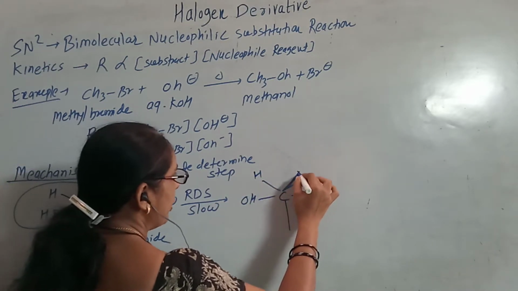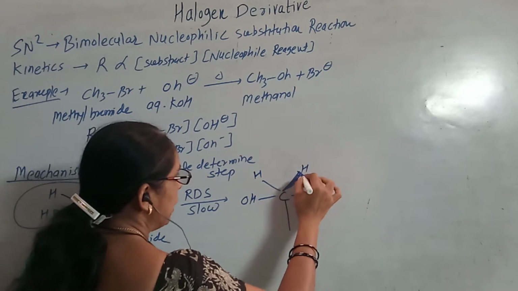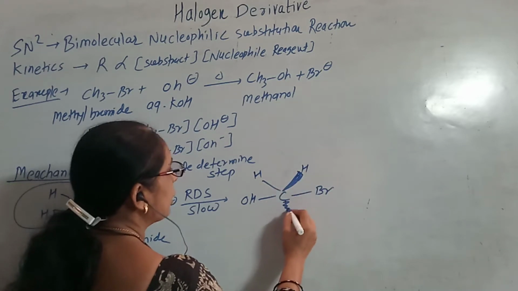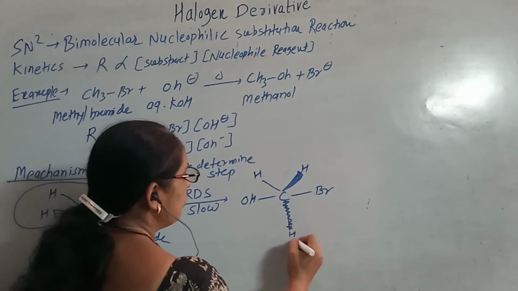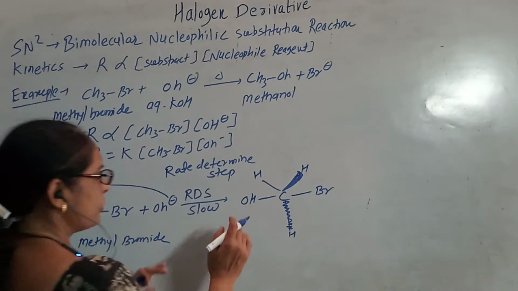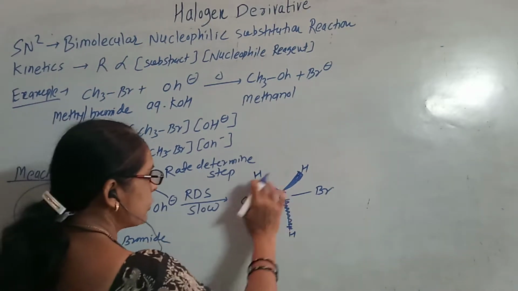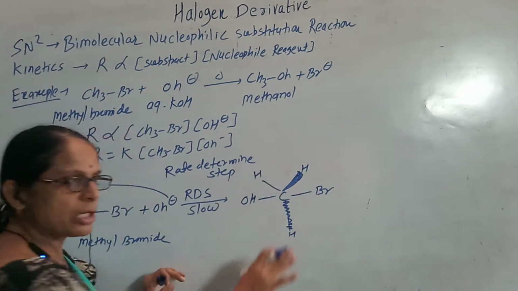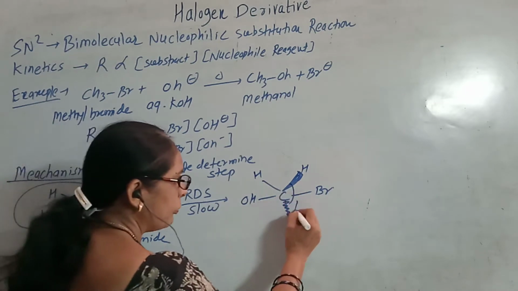So what is meant by crowding? Crowding means there are bulky groups, and because of the bulky groups the carbon experiences crowding. Okay. So what happens in this reaction? The carbon with the 3 hydrogens now becomes sp2 hybridized with a bond angle of 120 degrees.